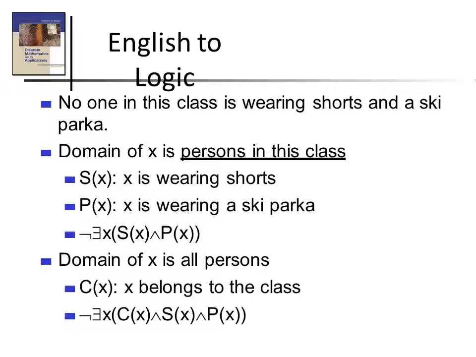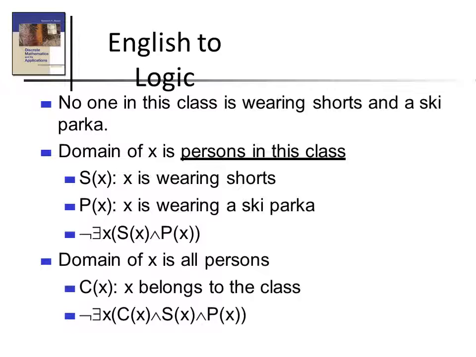Here there is another statement. You just check it: no one in this class is wearing shorts and a skirt parka. Skirt parka is a type of dress. What is the domain of x? Persons in this class. Here we should classify two statements: first, S of x, x is wearing shorts, and the second, P of x, x is wearing a skirt parka.